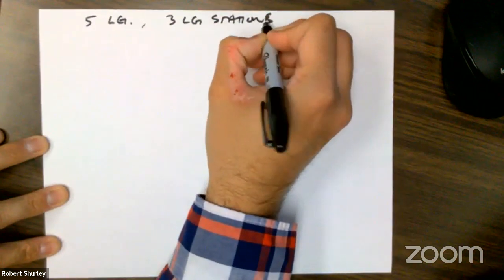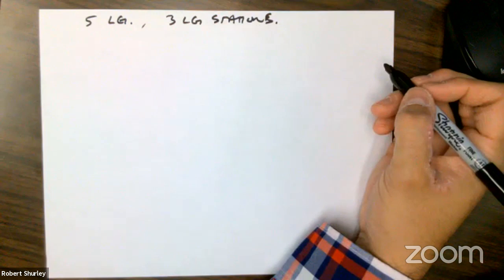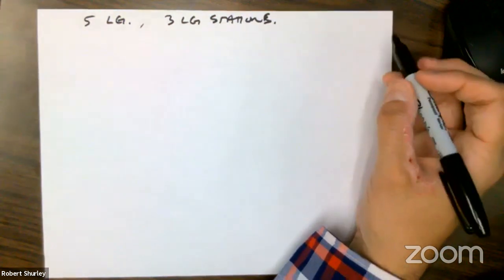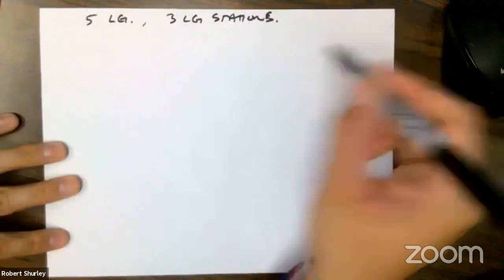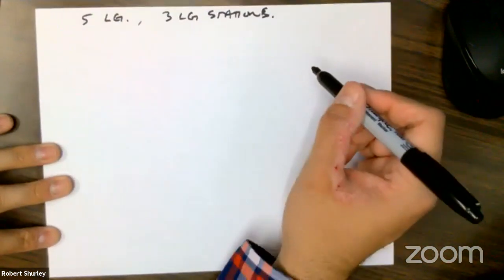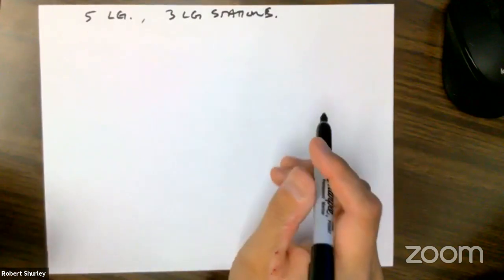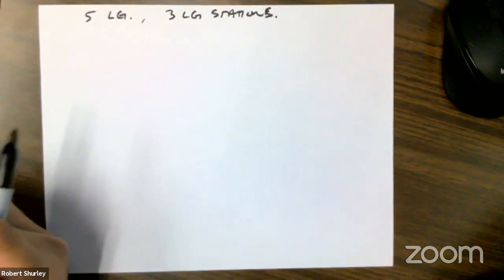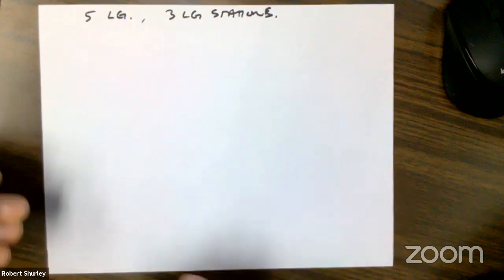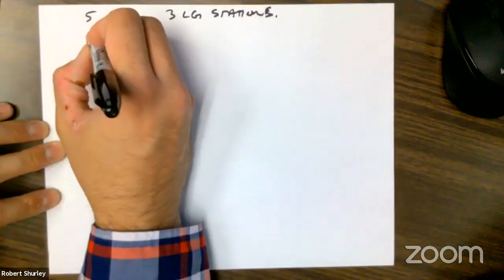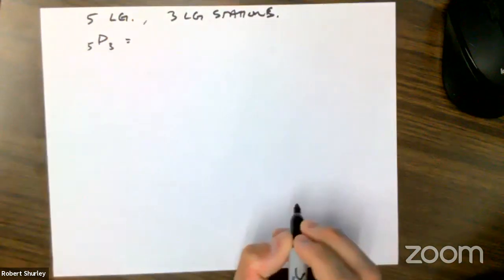So I'm assuming only one can be at a station at a time. It says, how many ways can 3 lifeguards be chosen and ordered among the stations? So order matters here, right? Order matters because you might have the same 3 lifeguards, but then just move them around to different stations. Same 3 stations, same 3 lifeguards, but different order, and we'd have a different permutation. So this would be 5 permutate 3.